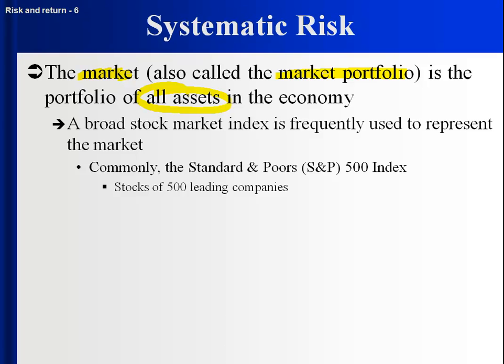Typically, we can't really measure every single asset, so we'll use a broad stock market index to represent the market if it has lots and lots of stocks, particularly out of the large ones that are involved in activities in lots of different areas, lots of different businesses. It's a good proxy for the overall market. One of the most common is the Standard & Poor's, the S&P 500, which consists of 500 leading companies, essentially the 500 largest. And so there's pretty good coverage there as far as the overall economy.